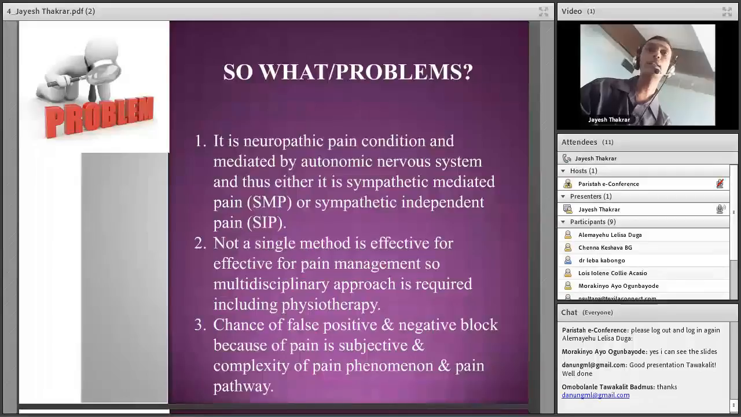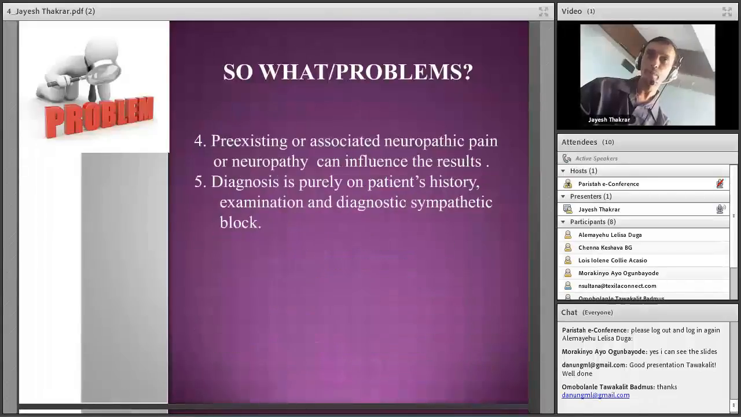Not a single method is effective for pain management, so a multidisciplinary approach is required, including physiotherapy. There is a chance of false positive and false negative blocks because pain is subjective, and because of the complexity of the pain phenomena and the pain pathway. Pre-existing or associated neuropathic pain influences the result. The diagnosis of CRPS is purely based on the patient's history, examination and diagnostic sympathetic block, and mainly on the IASP and Budapest criteria.